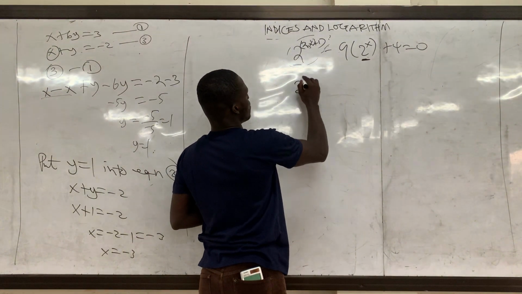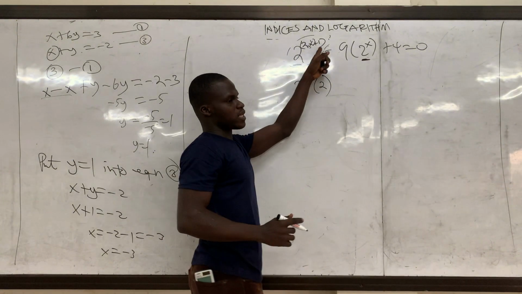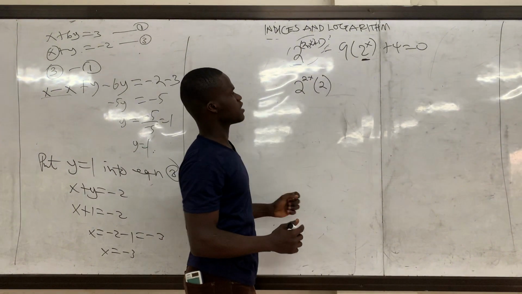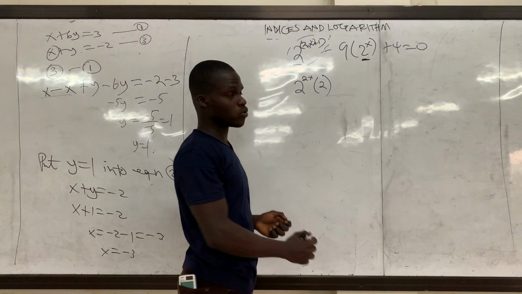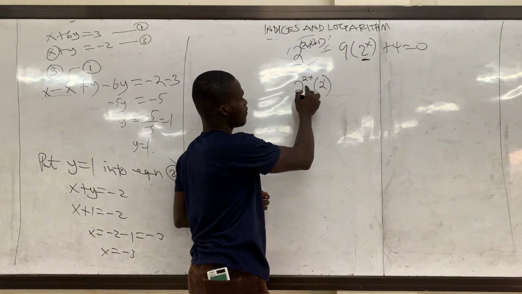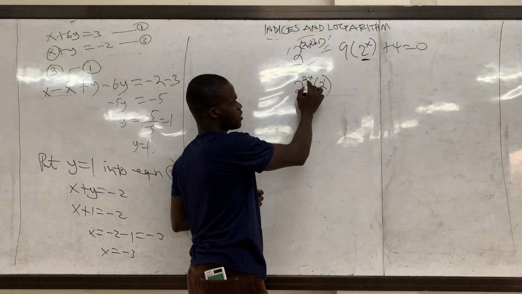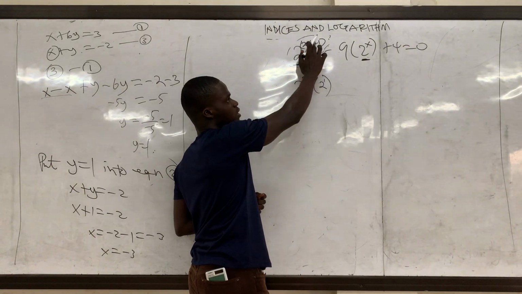So this is the same as 2x times 2, right? 2 exponent 2x plus 1 is the same as 2 exponent 2x times 2. Okay, because this 2 has an exponent of 1, and whenever we are multiplying numbers with the same base, we can add the exponents, 2x to 1. So 2x plus 1 will give us this.